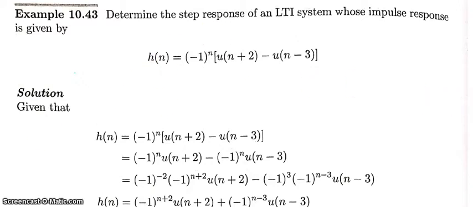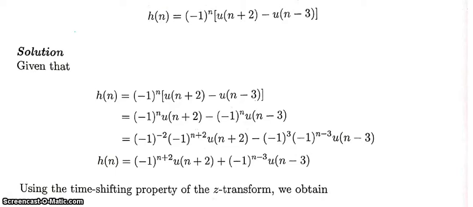We know the relation between the step response and impulse response in Z transform, that is the relation connecting S of Z and H of Z. So first we have to take H of Z, that is the Z transform of the given impulse response. First we have to express this h of n in a standard form so that we can take its Z transform, and h of n is given by (minus 1) raised to n into [u of n plus 2 minus u of n minus 3].